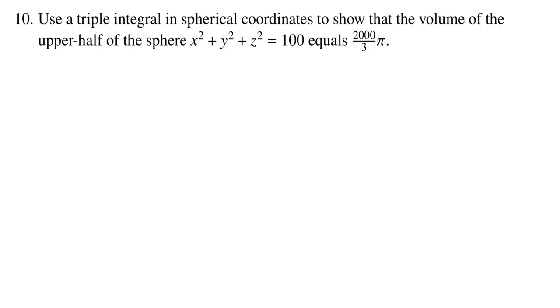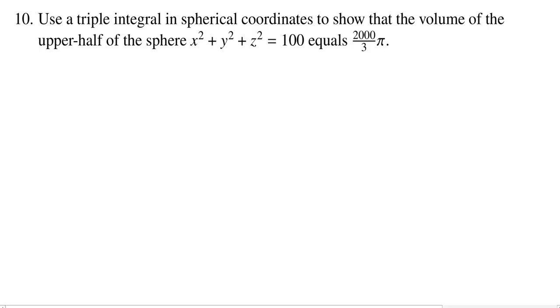Hello again. This is our video solution to problem 10 from Superquiz 3, and we're on to spherical coordinates. So here we're trying to show that the volume of the upper half of a sphere centered at the origin with radius 10 is equal to 2,000 thirds times pi.